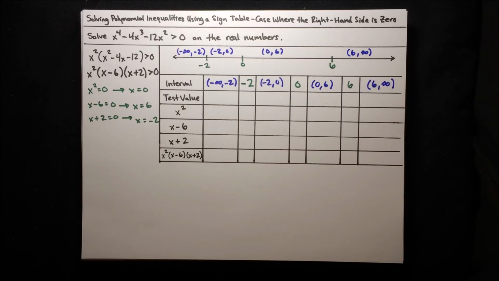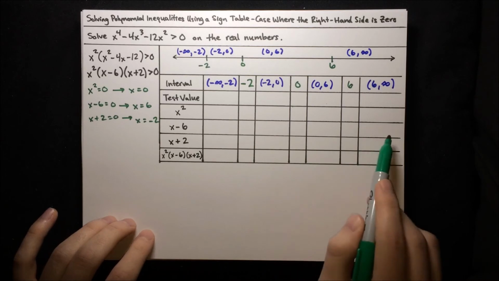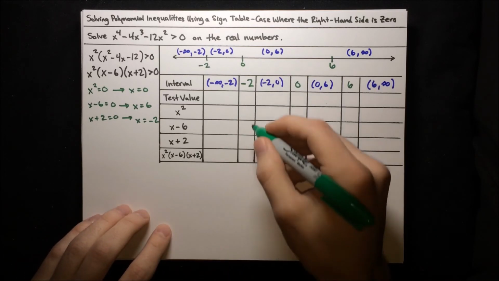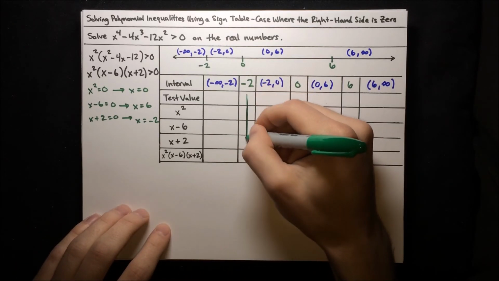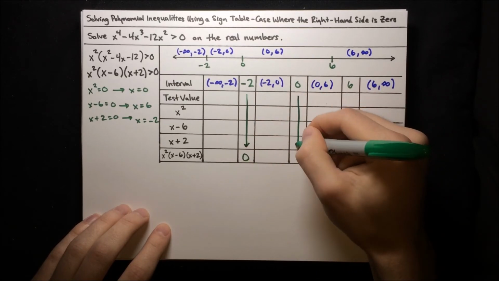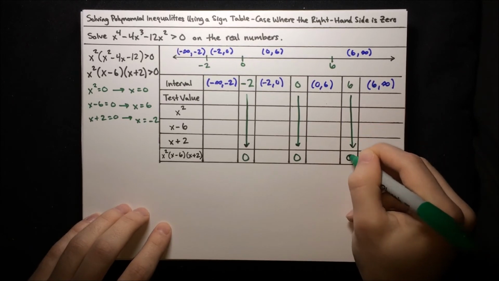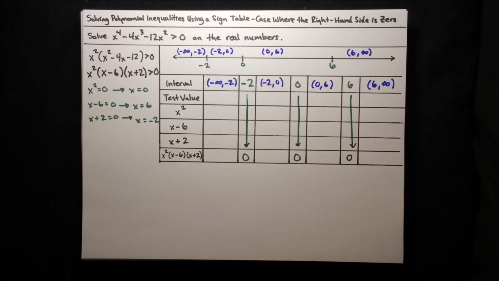So again, we're trying to figure out what is the sign of this polynomial on each of these intervals. Why don't we start with the roots? We already know that the roots cause the polynomial to go to 0. So put 0 for each of the roots. And now we'll deal with the actual intervals. We've got to choose some test values here.